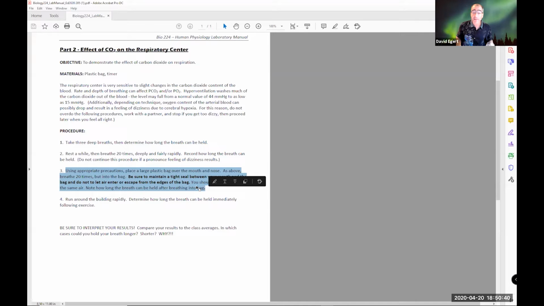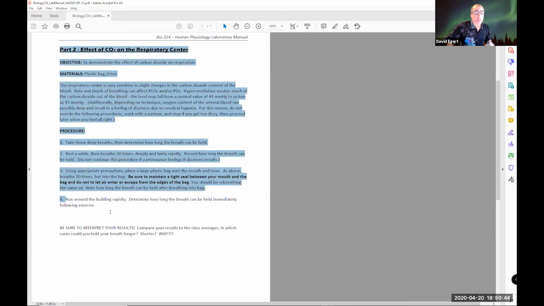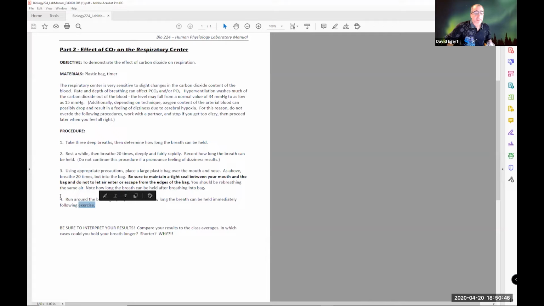So, check that out. This last part, run around the building rapidly. Obviously, when you do this at home, you can just do some jumping jacks, or sprint in place. It can't just be like, oh, I'm moving, now let's check. You really, really have to go hard and get your muscles into anaerobic respiration.